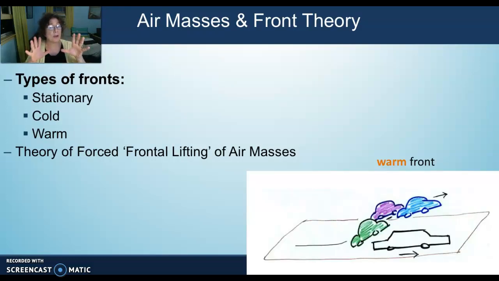And the types of fronts in this front theory, which was dramatic. They had to invent air masses and invent frontal theory for stationary fronts, cold fronts, warm fronts. There was this whole new theory of forced frontal lifting. In other words, the warm air mass can lift itself over the Cadillac, or the Cadillac can barge into the warm air mass and lift the warm air mass. This had never been introduced before.